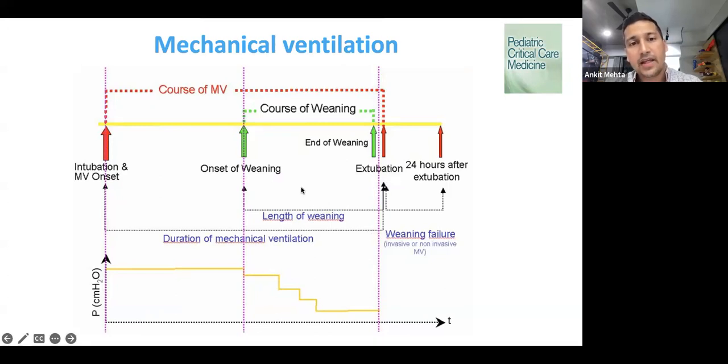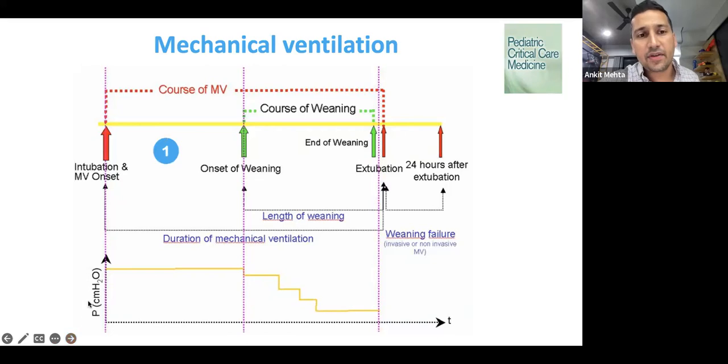So what is weaning? It is the spontaneous breathing which starts on a mechanical ventilator. And when does it end? When the patient is completely on his spontaneous breathing on the mechanical ventilator. And then you think about extubating the given child or liberating it from the mechanical ventilator. And if they get reintubated within 24 to 48 hours, and some of the studies even take it as late as 96 hours, it can be taken as a weaning failure. So these are the charts which we are going to discuss today.